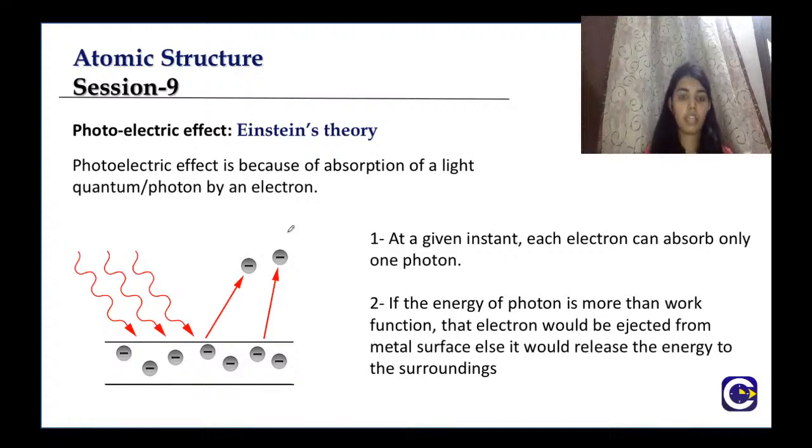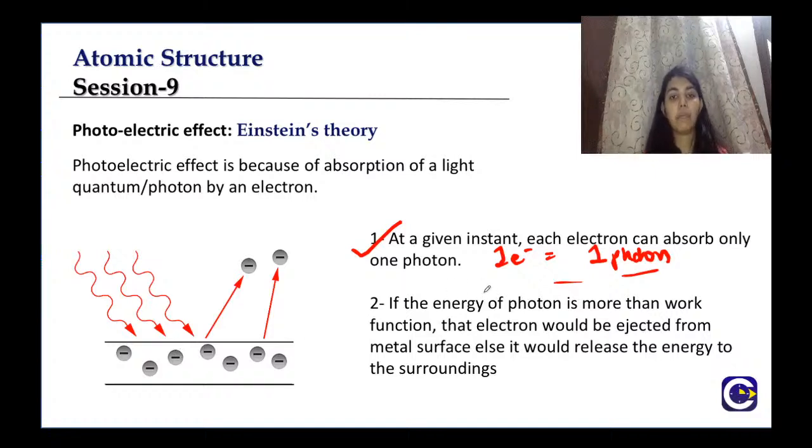So now these are the postulates. At a given instant, each electron can absorb only one photon. This is important, that one electron will absorb only one photon. This particular electron can absorb only one photon. It will not absorb more than one photon.